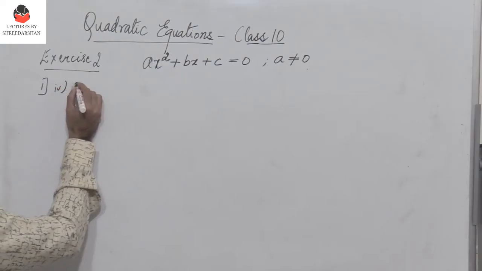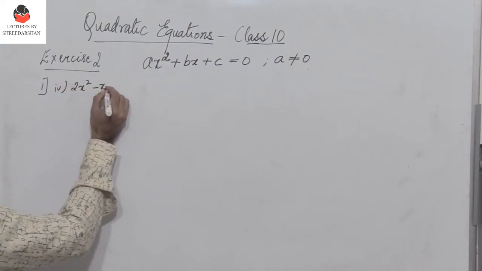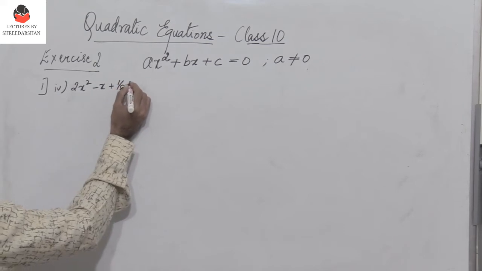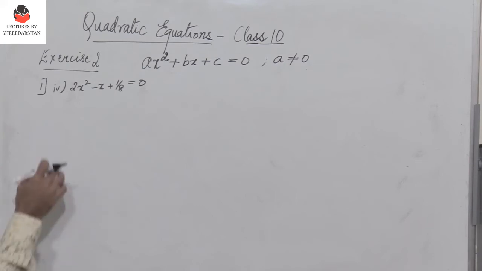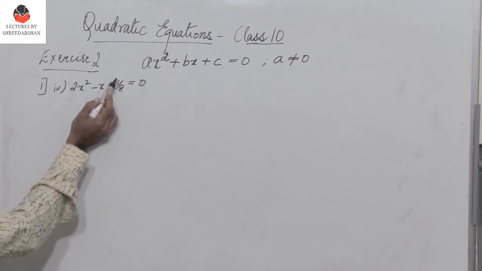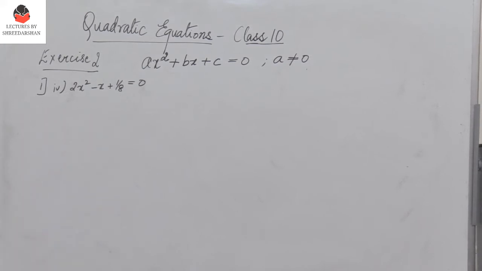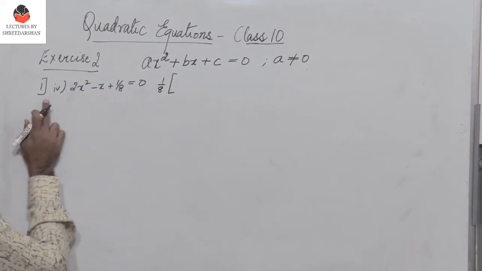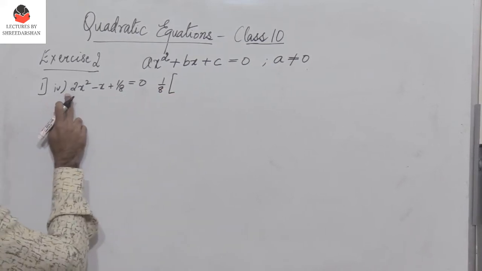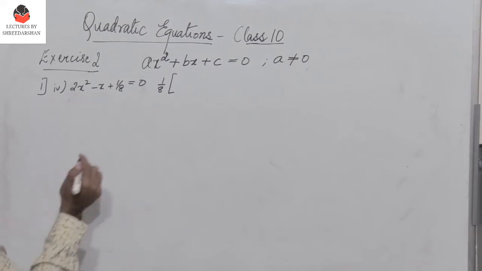So fourth one, we have 2x squared minus x plus 1 by 8 equal to 0. So this is a pretty tricky problem. Here we have 1 by 8. So it is better that we avoid 1 by 8 or fractions. So let me take 1 by 8 common. If I take 1 by 8 common, that means I am multiplying the entire equation by 8.